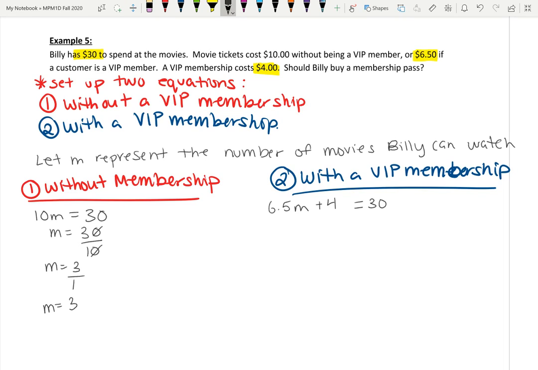Okay, so this is a two-step equation, or solving two-step equations. First, I'm going to move my 4 over to the other side, and then I'm going to divide both sides by 6.5. Oops. Subtract 4.